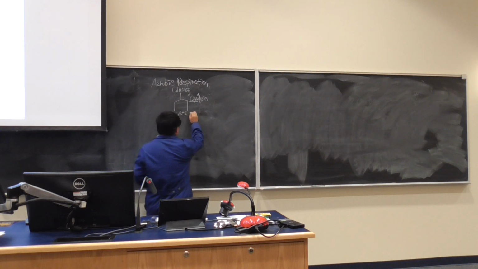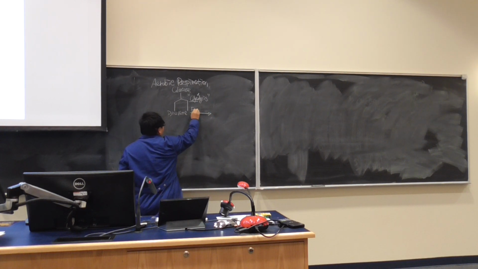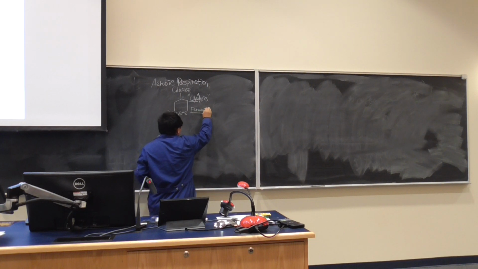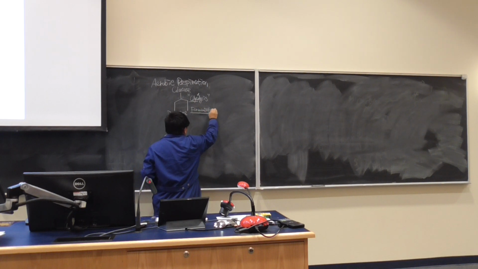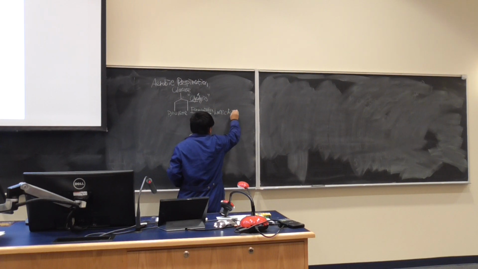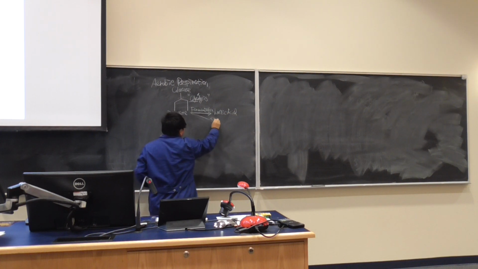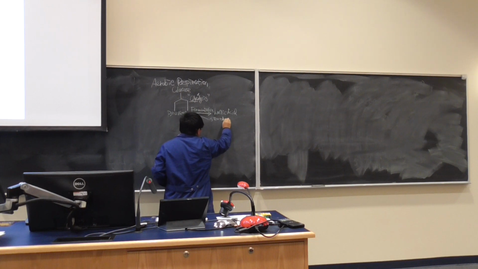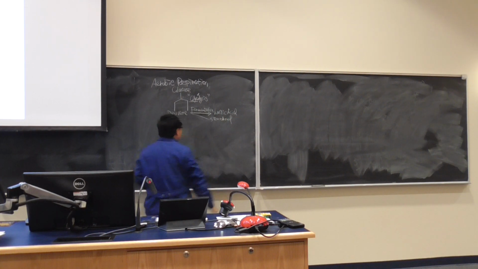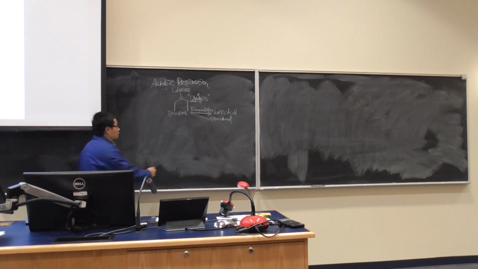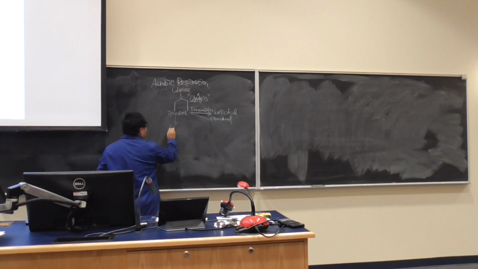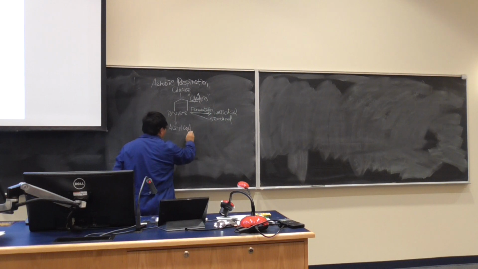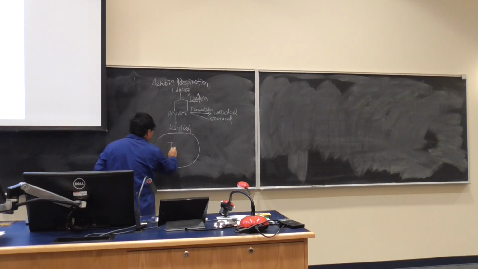This pyruvate could go this way. That is fermentation. It could be either lactic acid or ethanol. But the major pathway we are talking about here goes through a transition step, becomes acetyl-CoA, and then you have the TCA cycle.